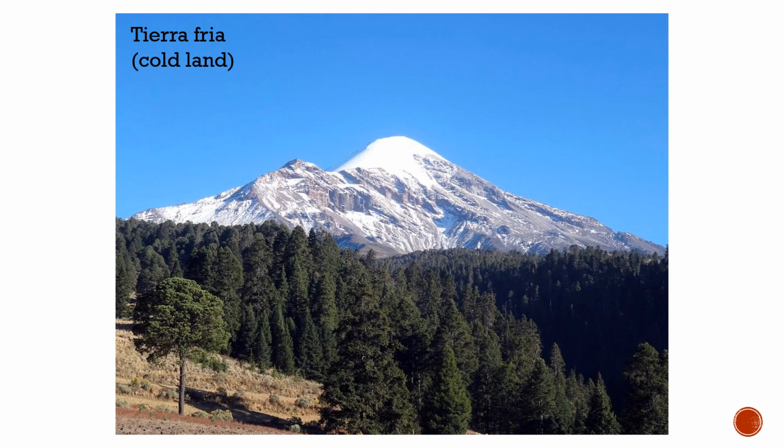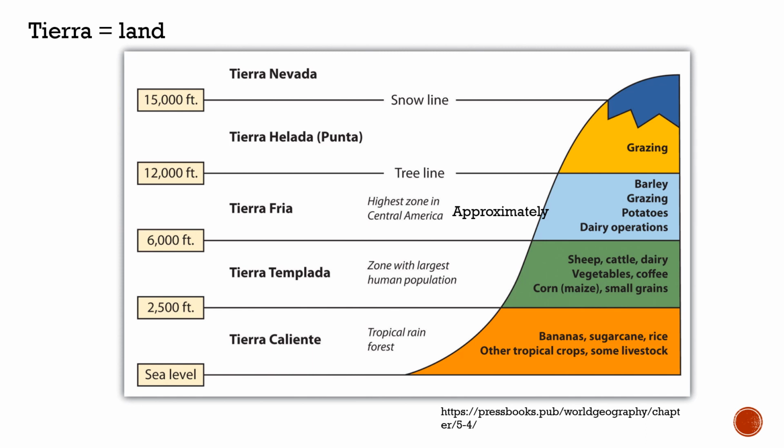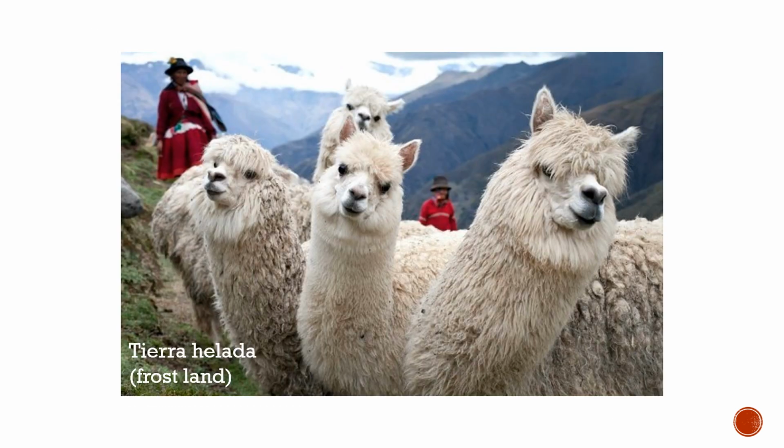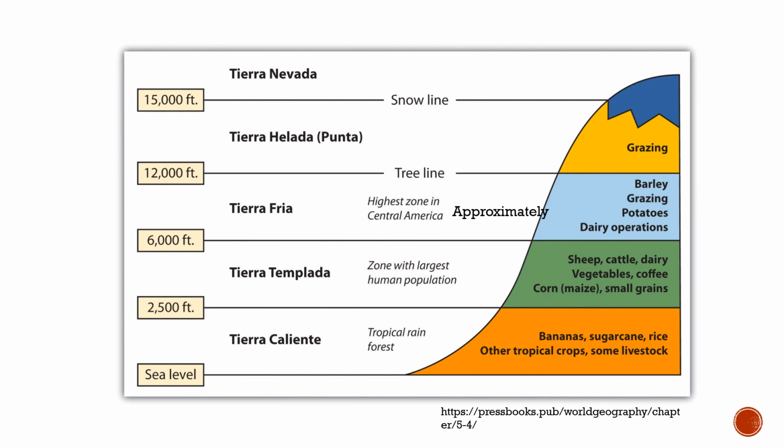Then moving on to the Fria, this is the cold lands, and again approximately the highest zone here. This is going to be grazing animals, potatoes and barley, as well as dairy operations. Then the Helada, the frost land, so we think more about alpacas and llamas that are able to survive in these higher elevations, just grazing. Not a lot of trees here, typically very cold, so organisms need to be cold resistant. And then, of course, Nevada being the very top, but it doesn't get that high in this region.